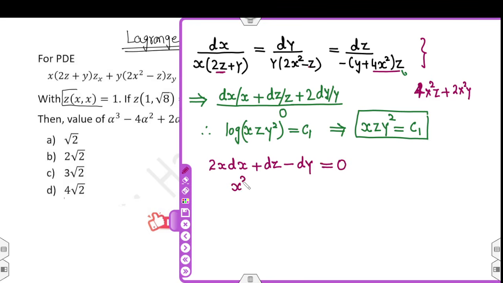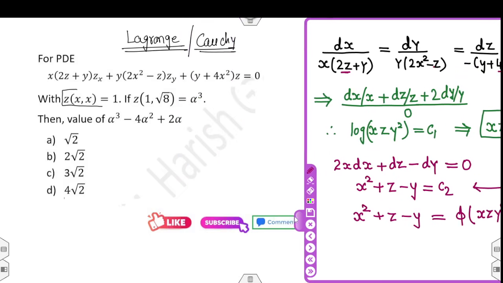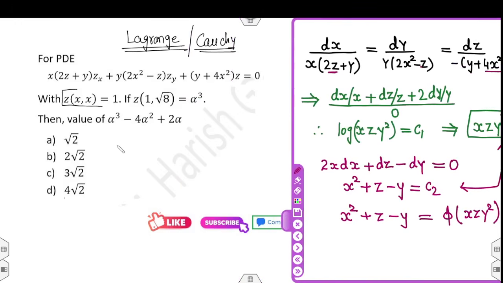Now you can integrate them. It's x square by 2, and 2 cancels, plus z minus y is my another constant. Fine. Now you have the two arbitrary constants. You can write x square plus z minus y is a function of xyz square. Now I can substitute the value of the initial condition, z of x comma x. So x square, z will be 1, y will be x, which is equal to phi of x cube. Find xyz square, so I take a as my x cube.